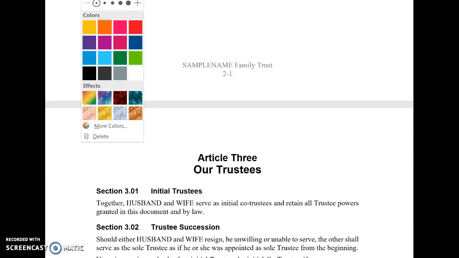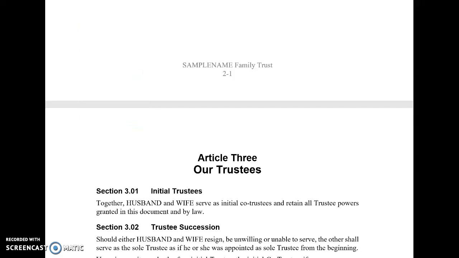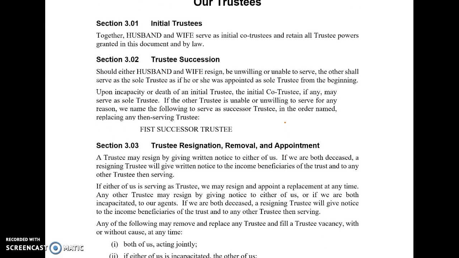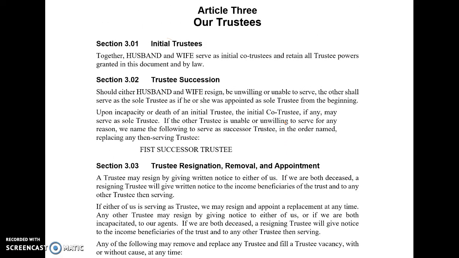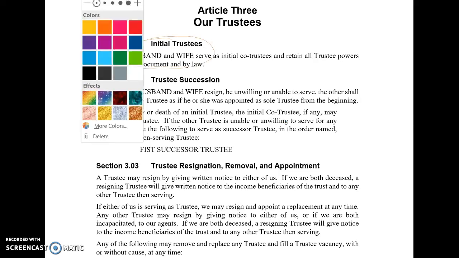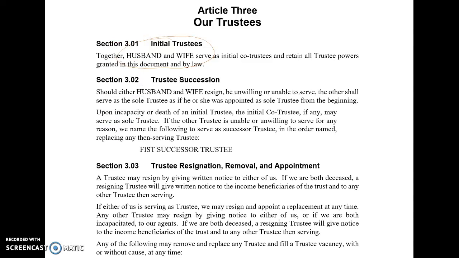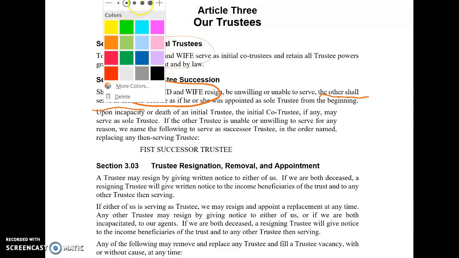Then we go to Article 3. Article 3 talks about our trustees. Where are we here? All right. So our trustees, and we basically say, initially, we are the trustees. We, husband and wife, we already identified that before, that we are the trustees. And then we're saying if neither one of us can do this anymore, then the other one will continue to serve, right? The other shall continue to serve as if she were appointed from the beginning. I'm actually going to just switch this out to be a highlighter instead of a marker. I think that's going to work better.